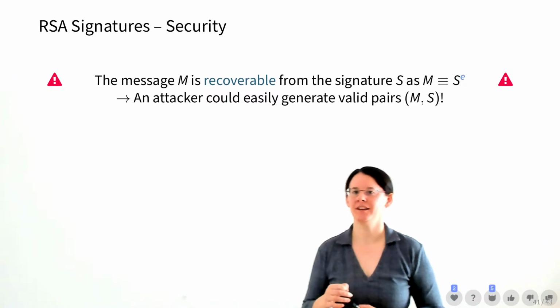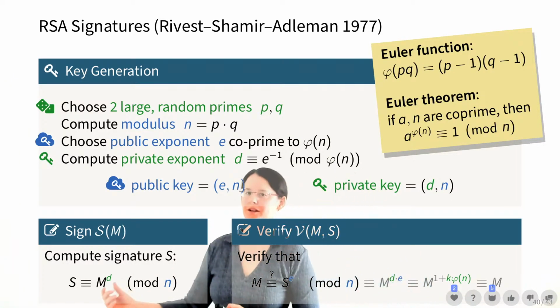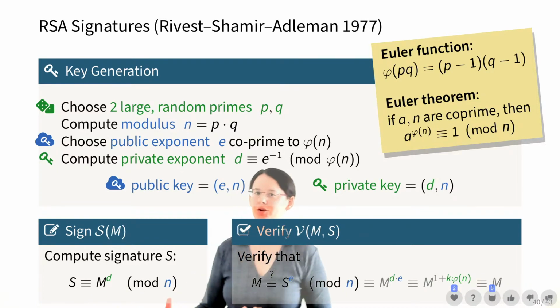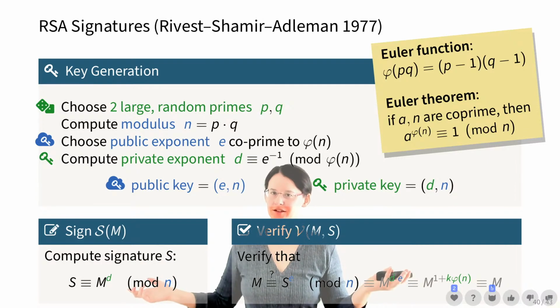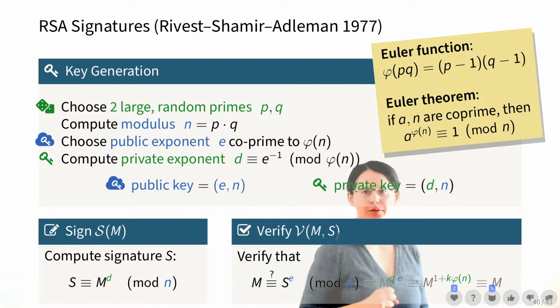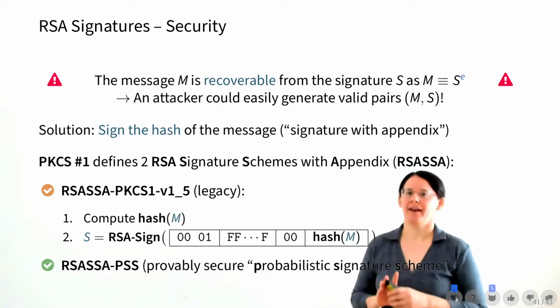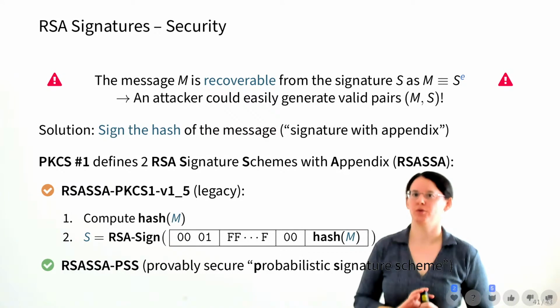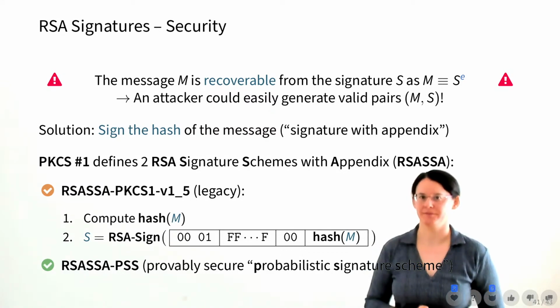Another awkward thing is that the signature scheme is only suitable for very short messages, because we said the message must be shorter than the modulus. What if I want to sign a big document? It's not going to be less than 3000 bits. And there's a solution for both of these problems, and that is that we hash the message before we sign it. This is also called a signature with appendix for some reason.